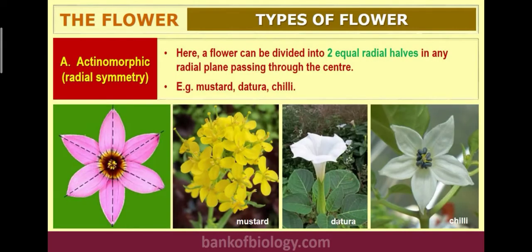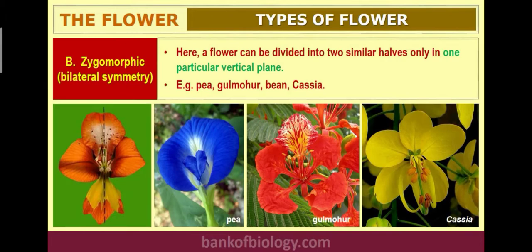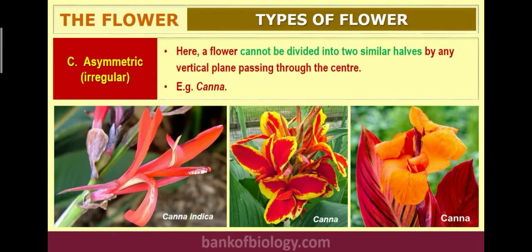So first we will discuss actinomorphic. Here a flower can be divided into 2 equal radial halves in any radial plane passing through the center. Okay, examples: mustard, dhatura, chili. As I explained, just देखो example: mustard, dhatura and chili. Now zygomorphic: a flower can be divided into 2 similar halves only in one particular vertical plane. Examples: pea, gulmohar, bean, cassia. ठीक है, these are the examples of zygomorphic. And asymmetric: a flower cannot be divided into 2 similar halves by any vertical plane passing through the center. Example: canna indica. These are the examples of different types of flowers.